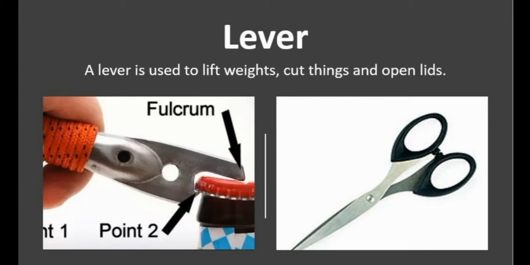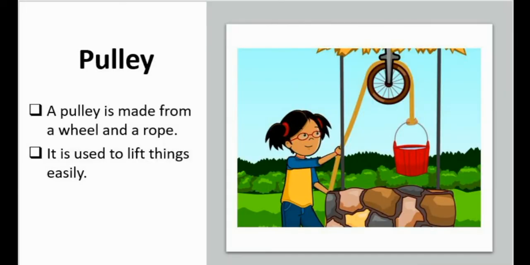Next type of simple machine is the pulley. A pulley is made from a wheel and a rope. It is used to lift things easily, and villagers use pulleys to draw water from wells. As you can see, a girl is trying to take out water from the well with the help of a pulley.